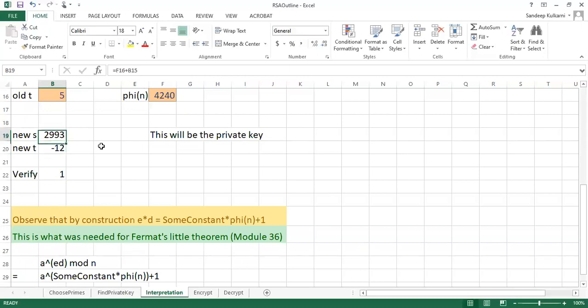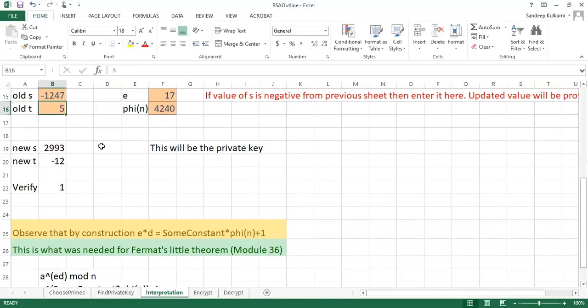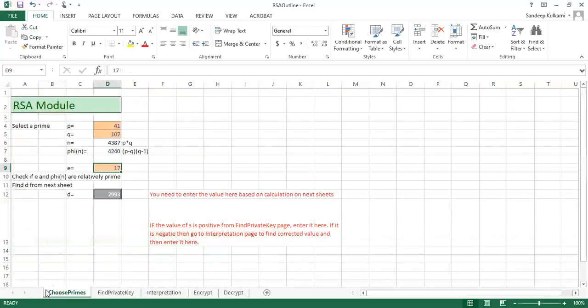Okay, so we found the value of S, which is the private key. Now you need to go back to the choose prime sheet and enter this key by hand. This is something that is not done automatically. This is something you will need to enter yourself. Okay, so now we have the public key is 17, the private key is 2993, and so we can now use these to encrypt and decrypt.